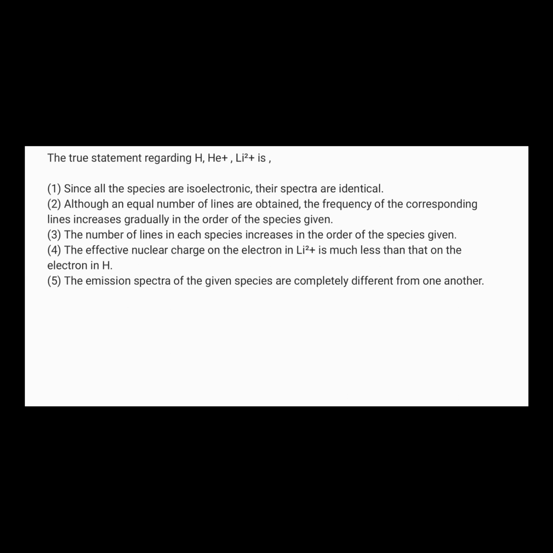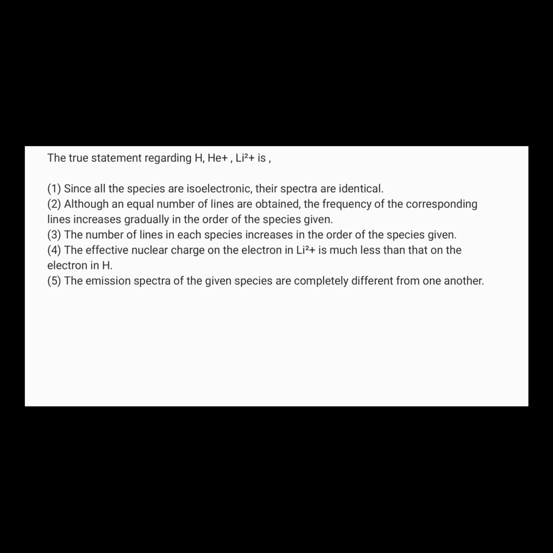when we consider the first option, all the species are isoelectronic. That's correct. There's no doubt about it. But the spectra are different because the frequency of corresponding lines increases gradually in order of the species given. So the first option choice is wrong.